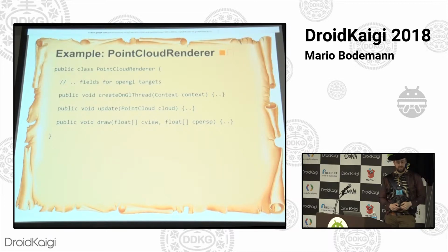So the createOnGlThread, this one creates the object. So what is needed for creating an object? In this case, for the point cloud renderer, you need a so-called vertex buffer object. This is essentially memory on the GPU. For creating it, you have to create it with the right OpenGL calls, then you have to bind it with the OpenGL call, and then you have to put data on it in the update method. So this is how you get the data, right?